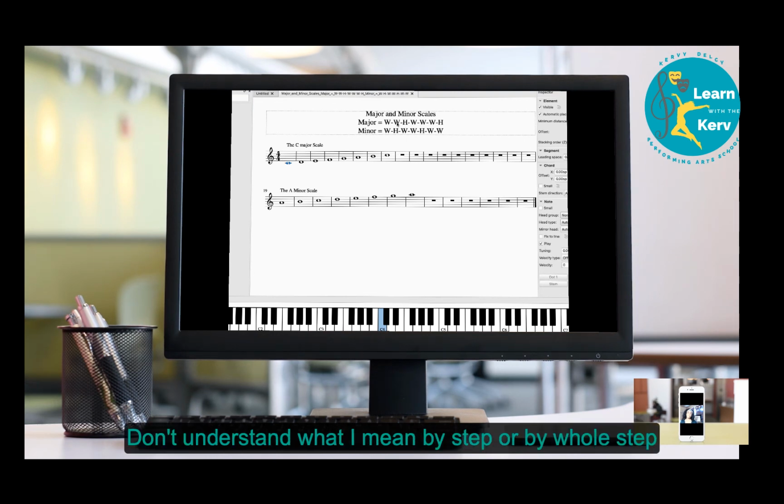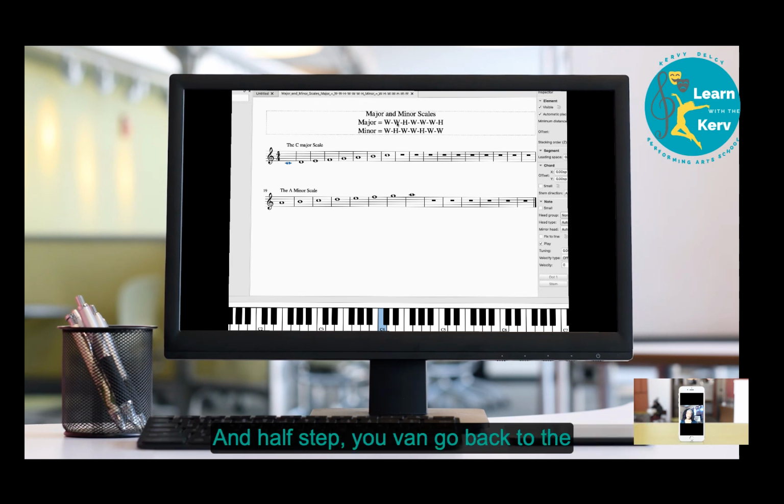If you don't understand what I mean by step or by whole step and half step, you can go back to the previous videos. You're gonna find a video specifically for scales. Now let's just listen to them. This is the C major scale that I'm going to be playing now.